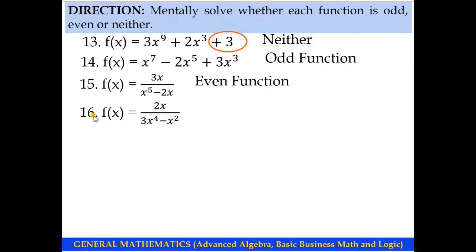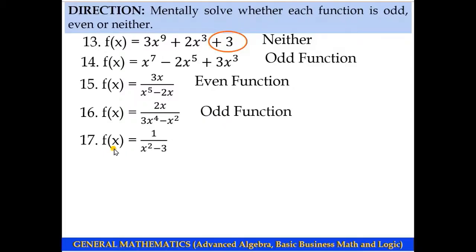Number 16. And this is a rational function. F of x is equal to 2x over 3x raised to 4 minus x squared. And we can apply the same technique that we have done in number 15, in which we are going to mentally factor out x both from the numerator and the denominator, and afterwards we are going to mentally cancel the x, and what remains in the denominator would be 3x raised to 3 minus x. And exponents 3 and 1 are all odd, and this is an odd function.